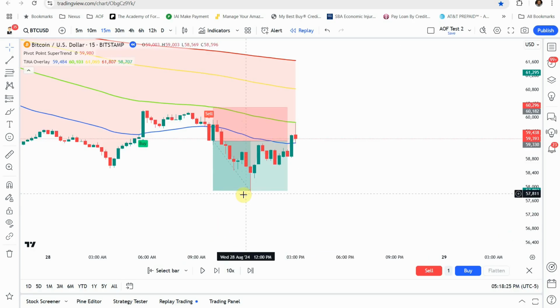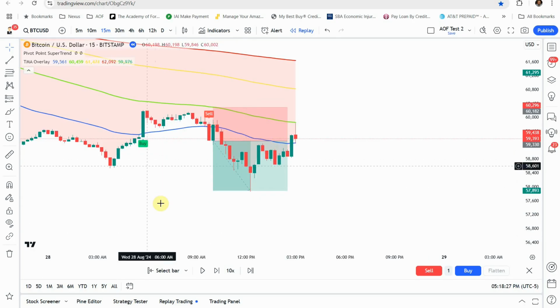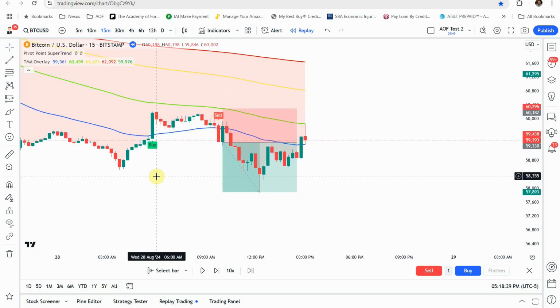And you can see here that on this wick, we make that push to the downside, once again getting us to our take profit. Alright, so that puts us at the end of the testing right there.